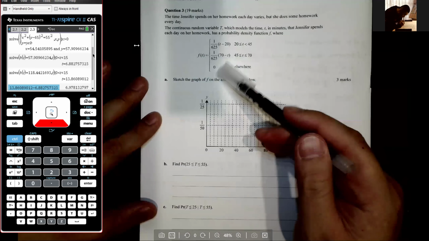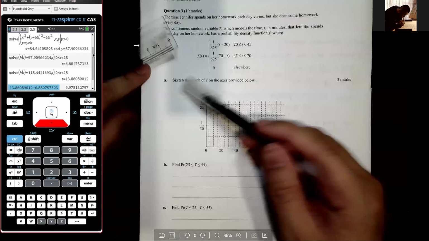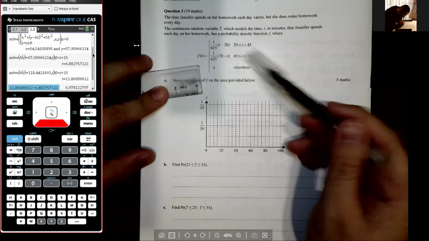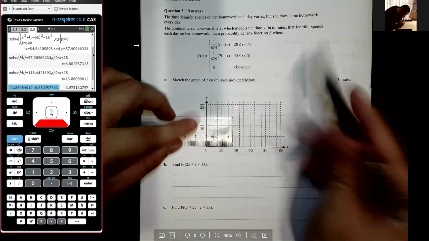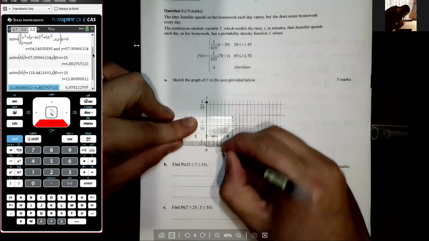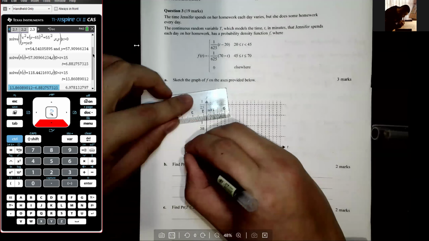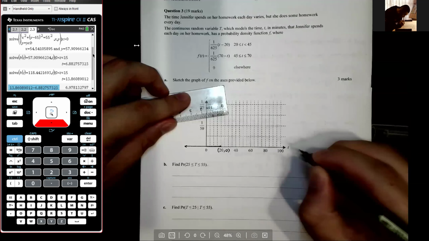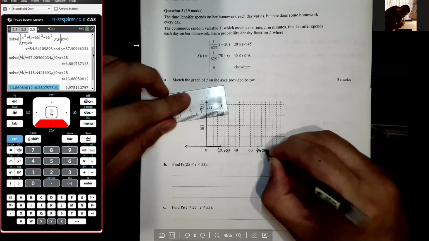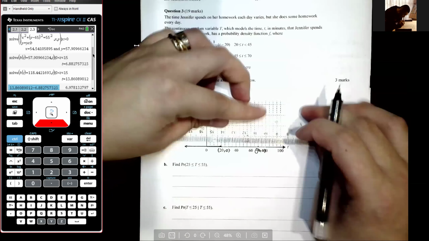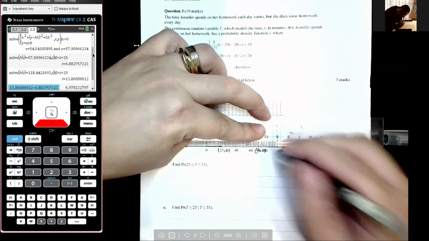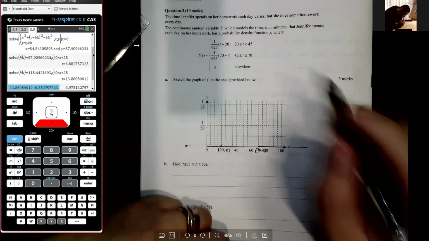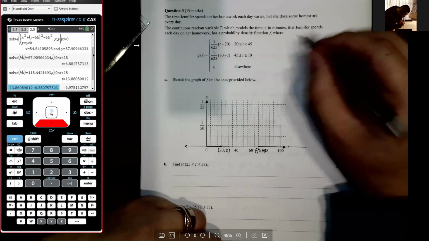So just be mindful. The first thing I'm going to draw, if I want to sketch the graph of f, is before 20, that's a 0. After 70, that's a 0. So I'm going to clearly draw, let's say, 0, horizontal line, okay? This is 20, 0, and this is 70, 0. Okay, another thing is when you sub in, for example, 45 here.